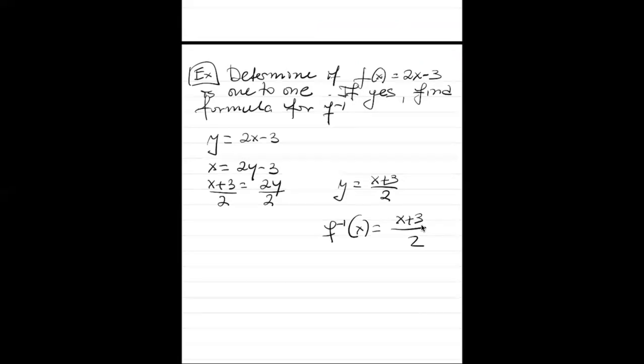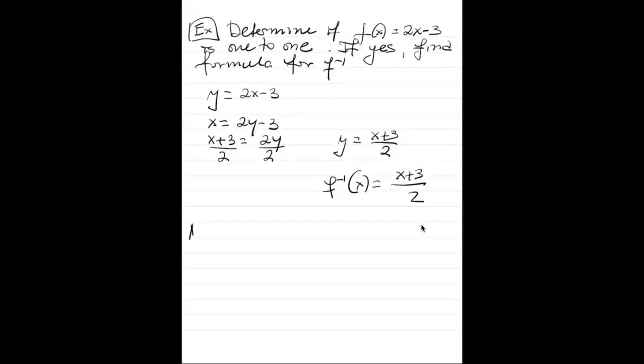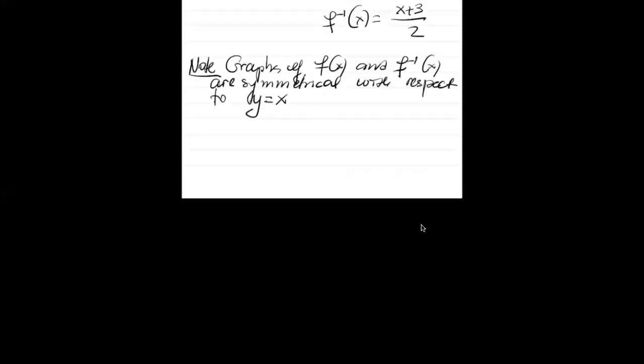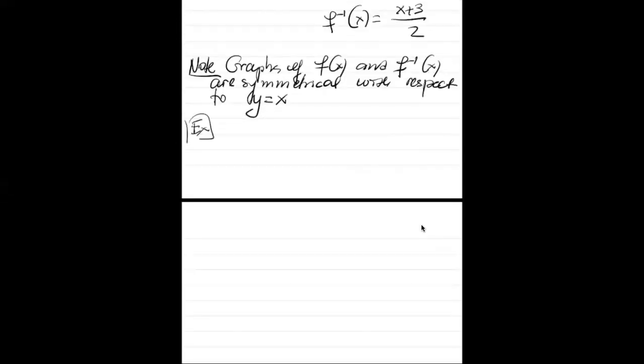So if we graph these two, we'll see that, note, the graphs of f and the inverse are symmetrical with respect to the line y equals x. So let's have another example and then we'll see the symmetry here. Example, g of x equals x to the third plus 2. Find if it is one-to-one. If yes, find the inverse.